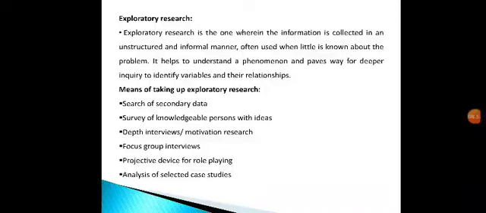The next means is depth interviews or motivation research. Generally, we can say this methodology involves interviews with individuals on a one-to-one basis in depth. Generally, depth interviews are taken with different interviewees about the topic of interest, and being an individualistic approach, it is often costly and time consuming. And the next is focus group interviews.